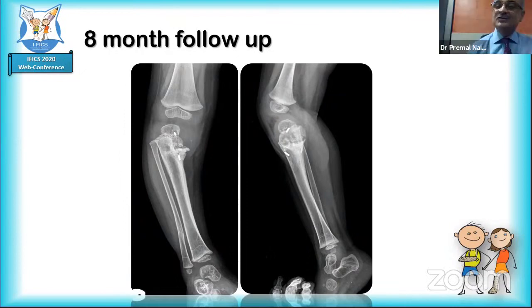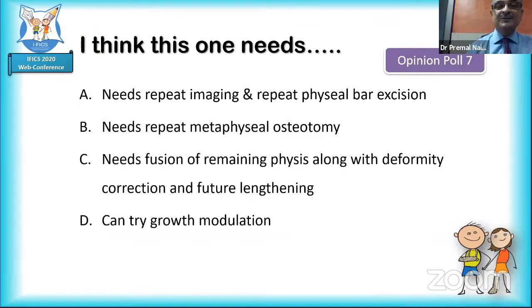So now what do you think I should do? I got some options for you. Can we start the opinion poll here. Now that we are stuck, we have got a repeat deformity, we have already excised the bar, we have already done the osteotomy, what will you do? Then do your growth modulation then. So you can answer that.